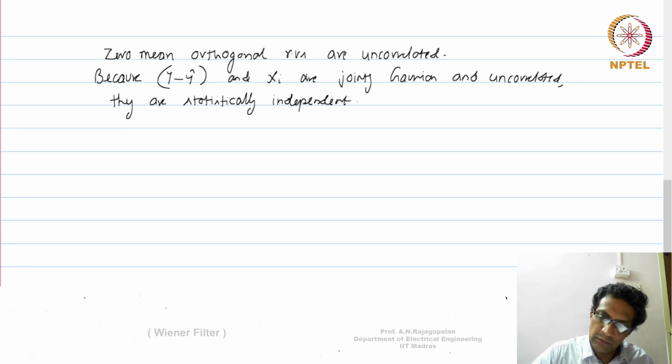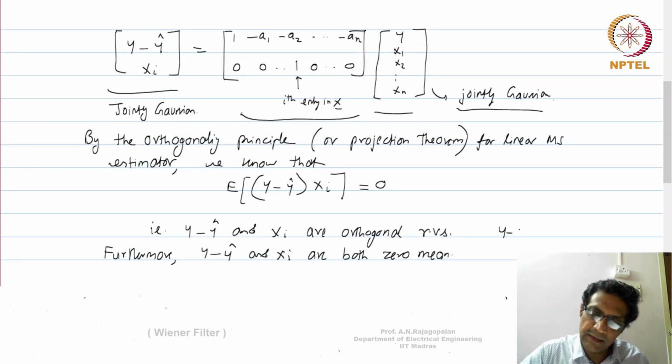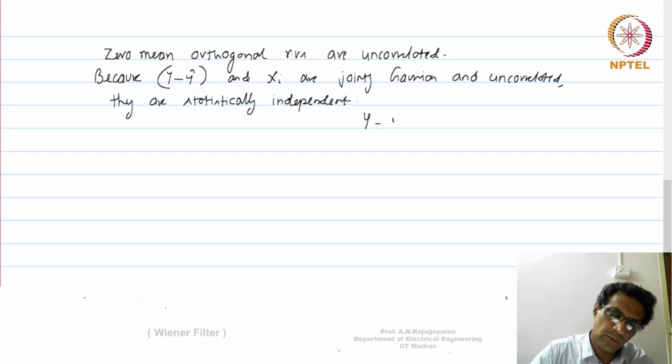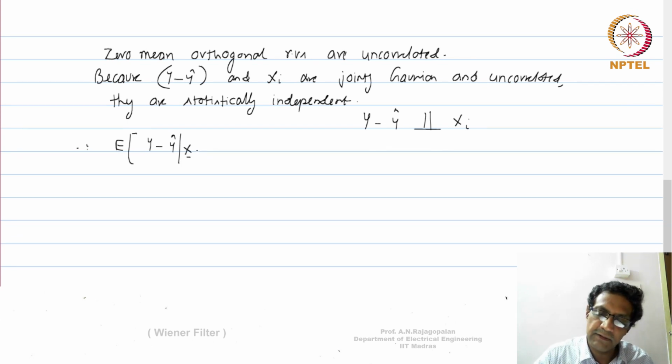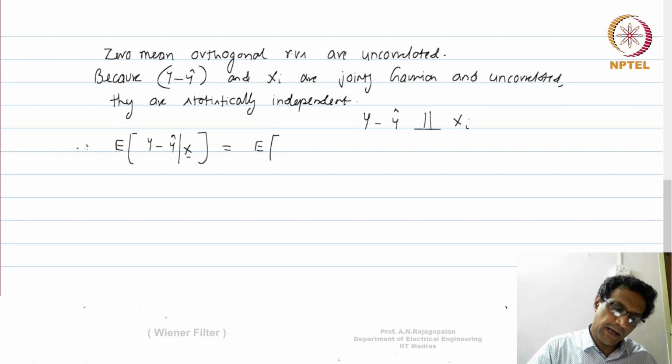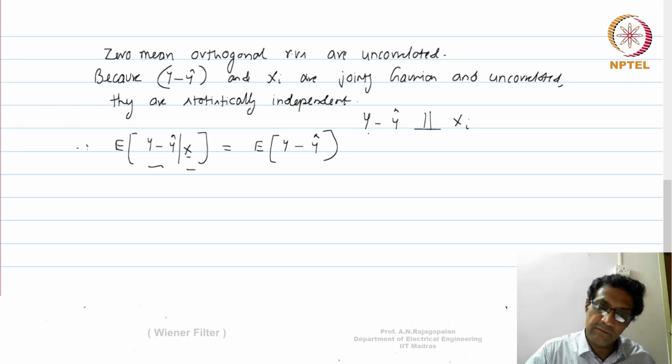Correct? So, to indicate it, normally what we do is we indicate this as y minus y hat is orthogonal to xi, and here we will indicate that y minus y hat is statistically independent of xi. Okay, this is simply a notation. Therefore, if I compute the expectation of y minus y hat given the random vector x, where x consists of x1 to xn, this is equal to the expectation of y minus y hat, because this is independent of x, as we just showed. And because y is zero mean and y hat is zero mean, this will be equal to 0.